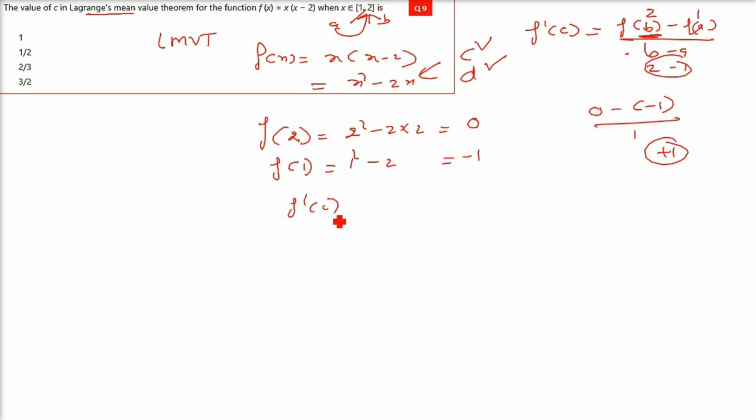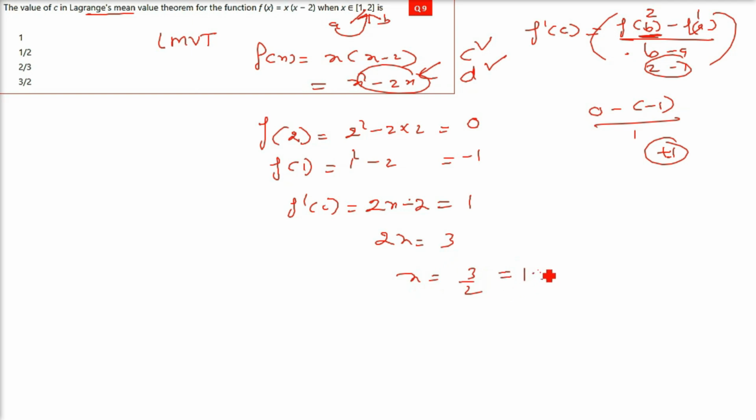So you have f'(x) = x² - 2x. But you have to differentiate it first. So just differentiate it, x² - 2x. Differentiation is 2x - 2. You have to equate it with the value you got here, which was 1. So 2x will be 3.